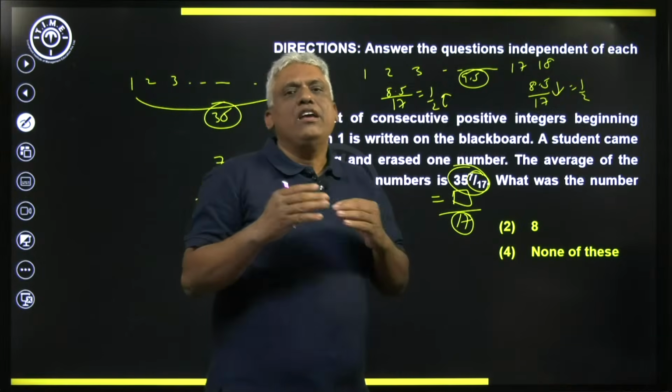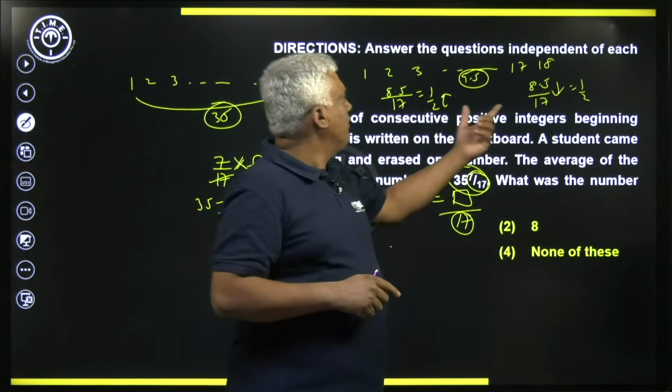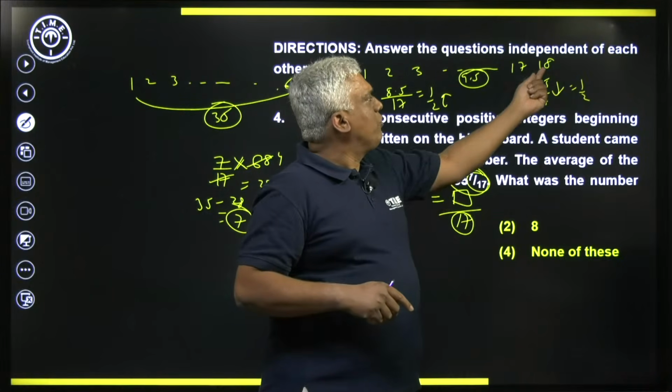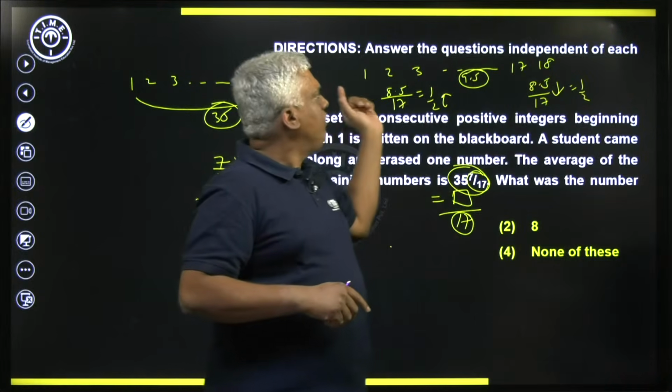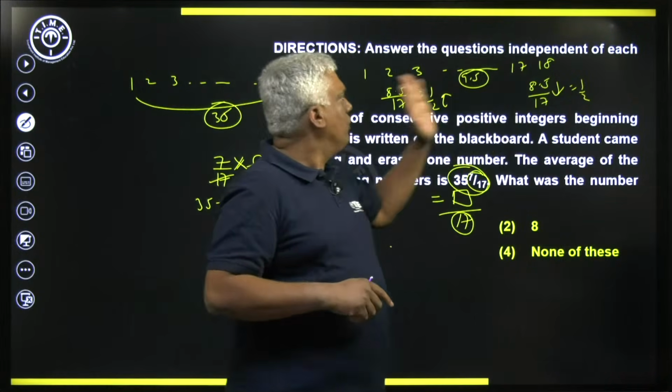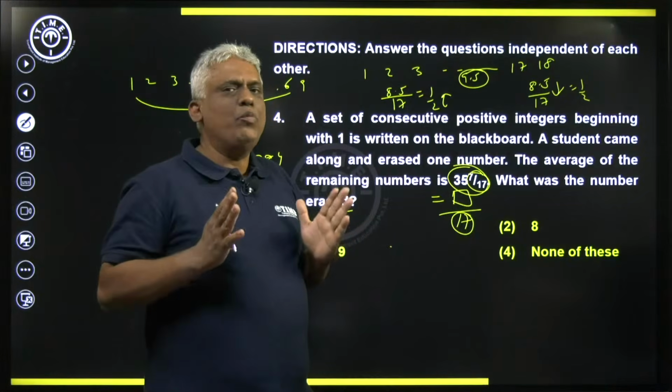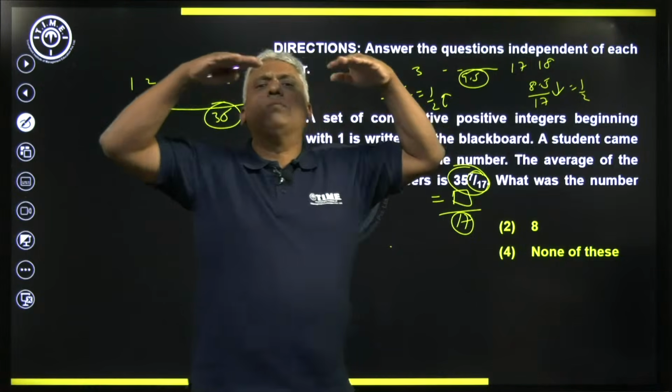I said that if you take numbers from 1 to 17, I have taken 1 to 17. So originally there has to be 18 numbers. If you suppose 1 to 18 numbers, what was the average? It will be 1 plus 18 by 2, that is 9.5. Now, average means all the numbers are.